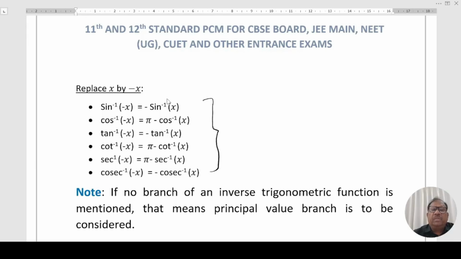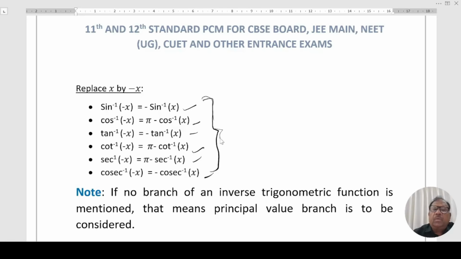Sine inverse of minus x equals minus sine inverse x. Cos inverse of minus x equals pi minus cos inverse x. Tan inverse of minus x is minus tan inverse x. Cot inverse of minus x equals pi minus cot inverse x. Sec inverse of minus x equals pi minus sec inverse x. Cosec inverse of minus x equals minus cosec inverse x.